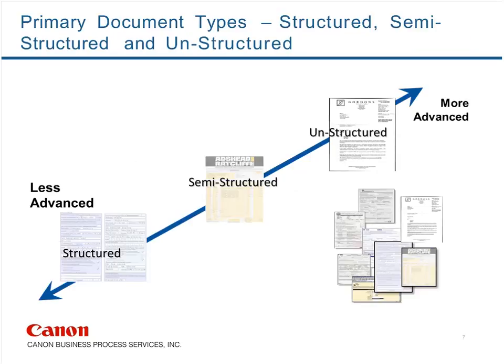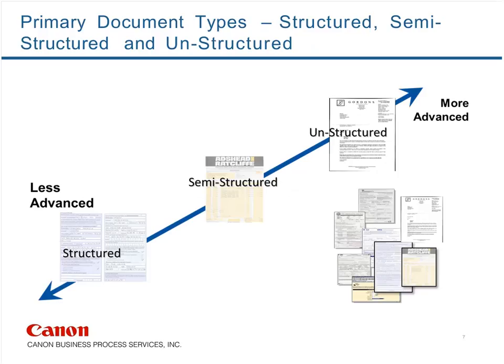So what do we mean when we talk about structure? I wanted to clarify what's meant by document structure, and here we have a simple line graph which represents the level of technology needed to extract data from a document. The left being less advanced, and as we move to the right, the technology needs to make more decisions, and as a result, needs to be more robust.